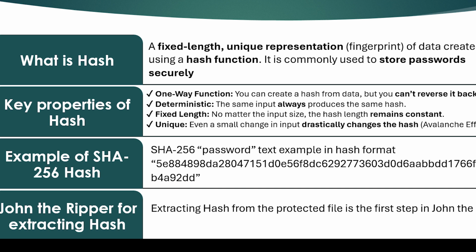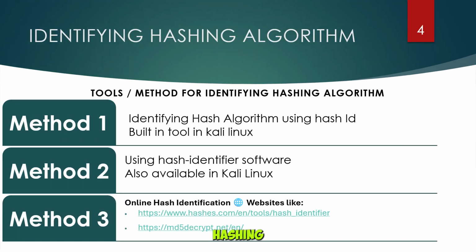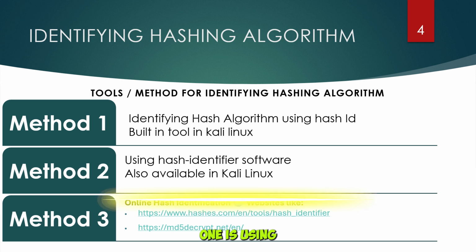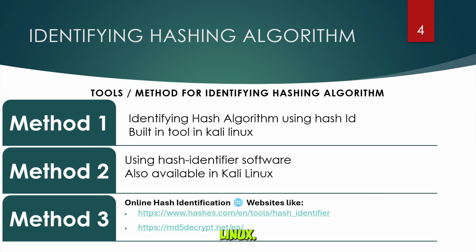Part 2, identifying the hash algorithm. Once we have the hash, the next step is identifying the hash algorithm. Different hashing algorithms require different cracking methods, so this step is essential. The tools used for hash identification: the first one is using the hash-identifier tool that is pre-installed in Kali Linux. Method 2, using hashid. The tool is already available in Kali Linux. The third method is online hash identification. Websites like this are used for online identification of hashes. These tools analyze the hash structure and compare it with known formats.